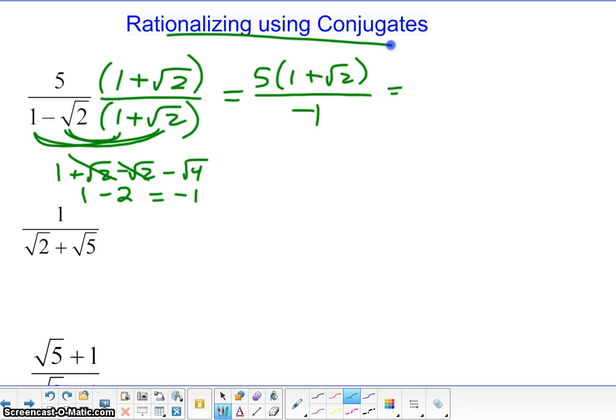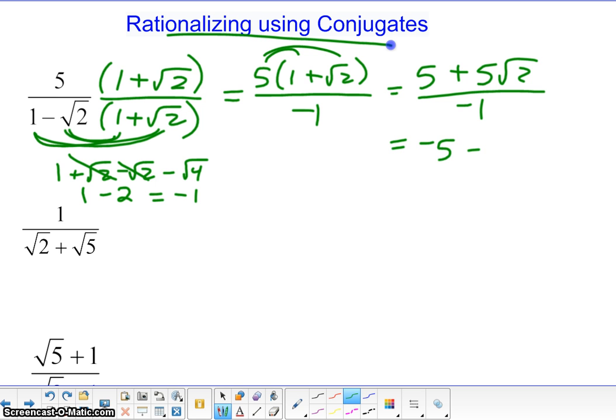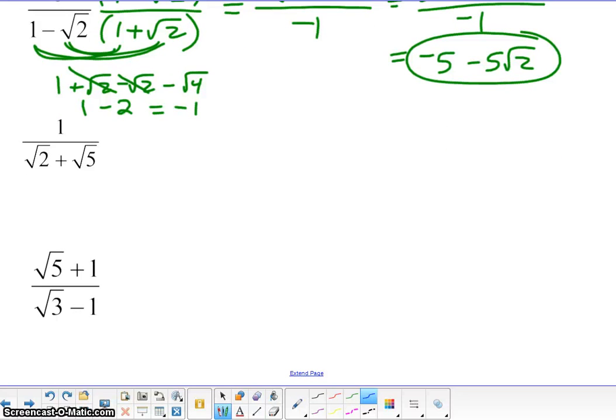So let's go ahead and finish this up. We have 5. When you distribute, 5 plus 5 radical 2 all over negative 1. And if you divide by negative 1, you get negative 5 minus 5 square roots of 2. All right, again, push pause if you need to. Write that down. Redo some of the problems just to practice. Okay, I'm going to do one more with you, and then you can finish the next one for class tomorrow.